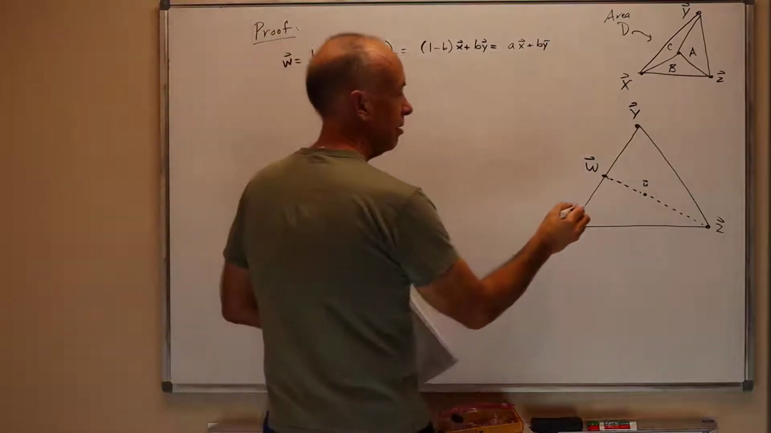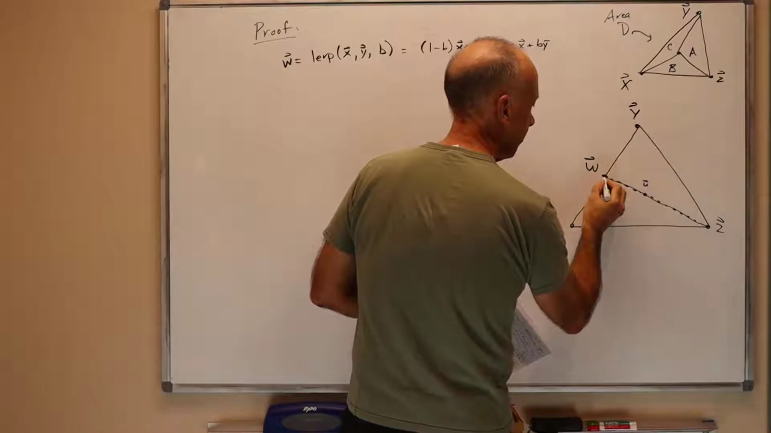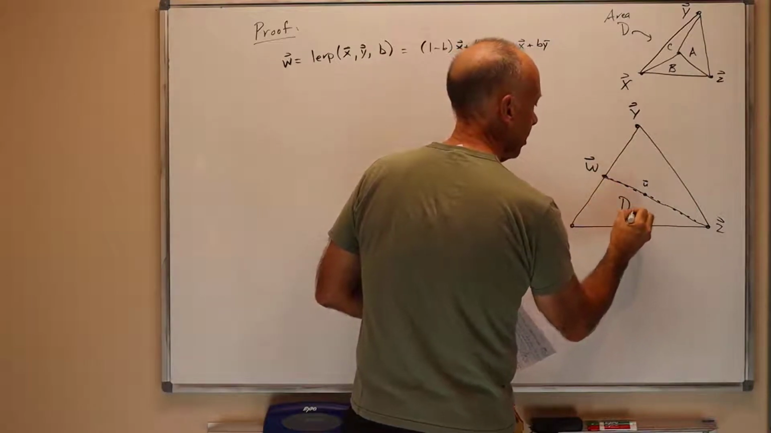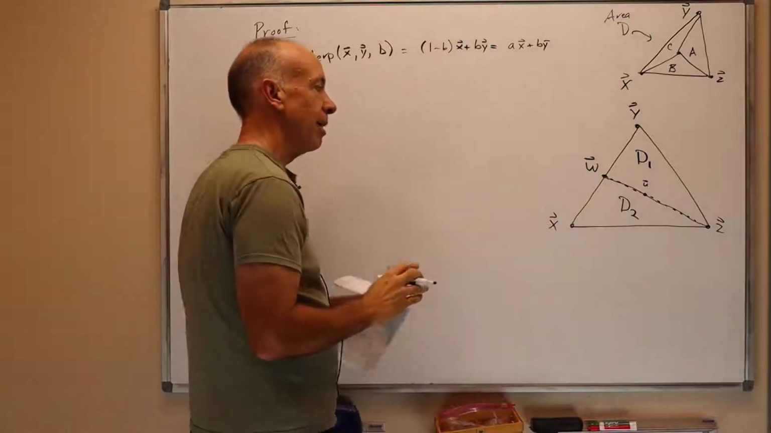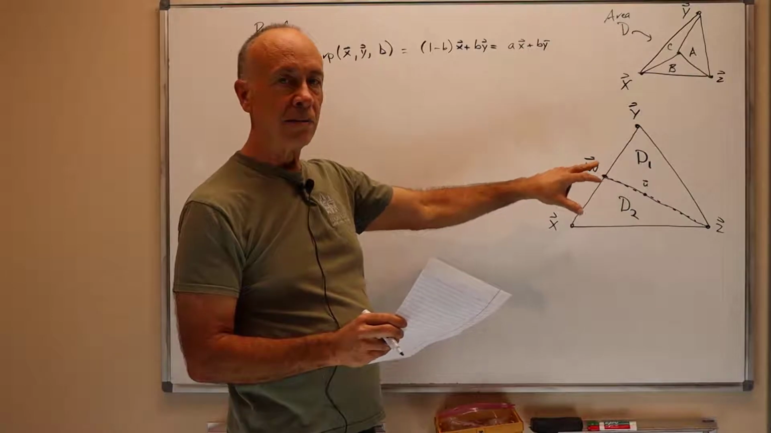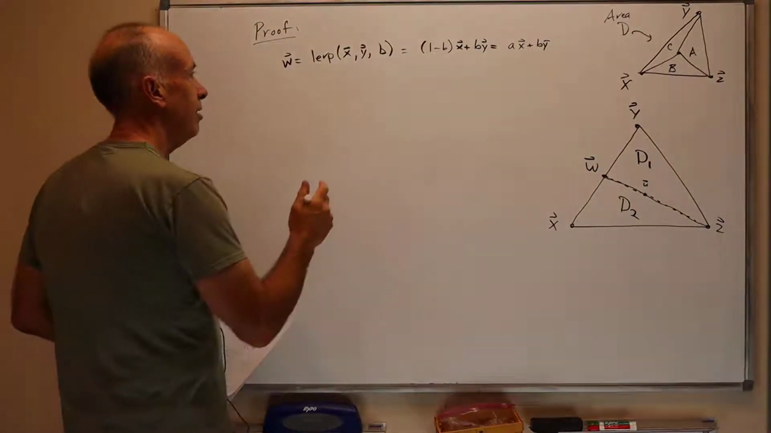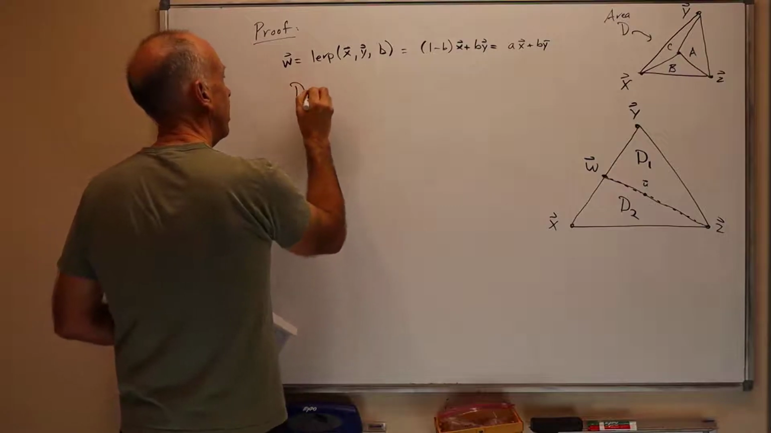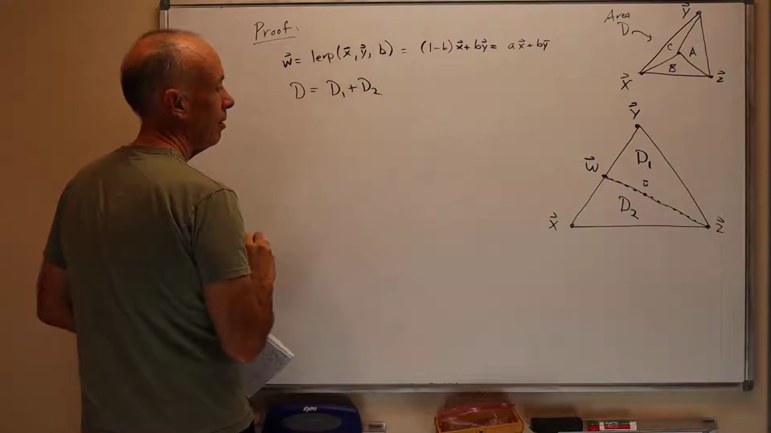We're going to use this to create two new triangles inside T. This will be triangle D2, and this will be triangle D1. And we'll use D2 and D1 as also the names for the areas of those subtriangles. So notice that D is the union of D1 and D2. We have the area D is the sum of the areas D1 plus D2.